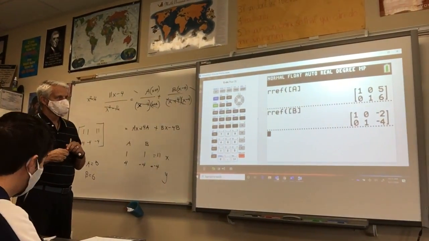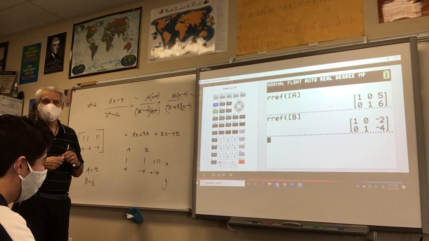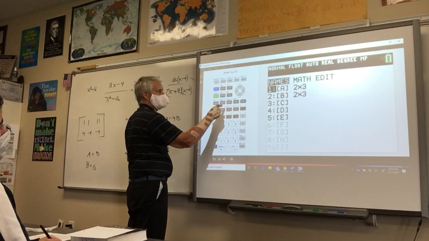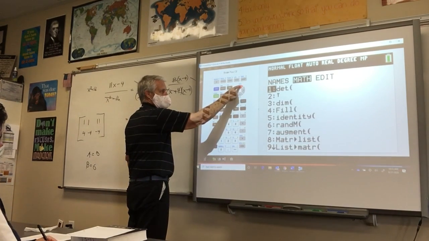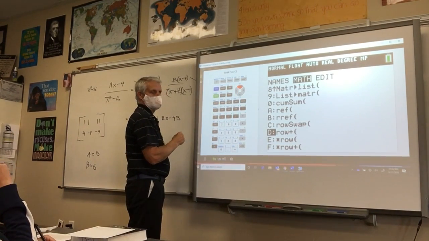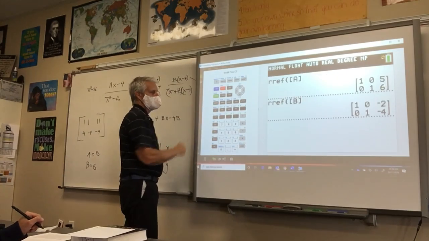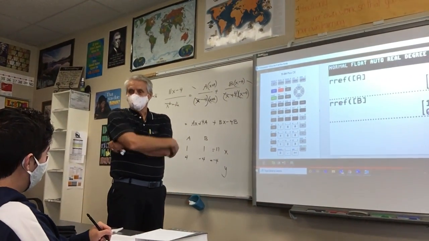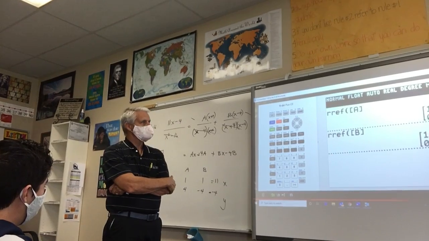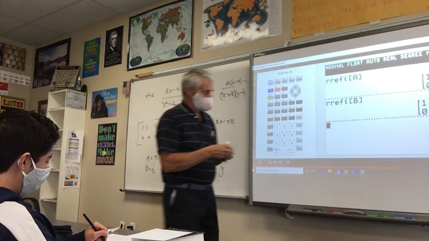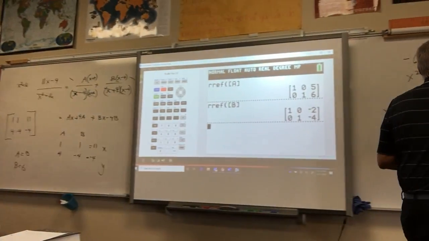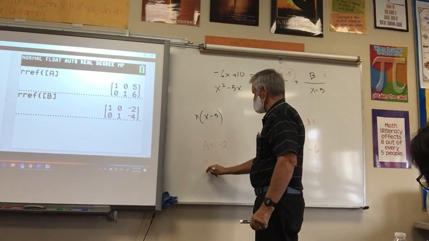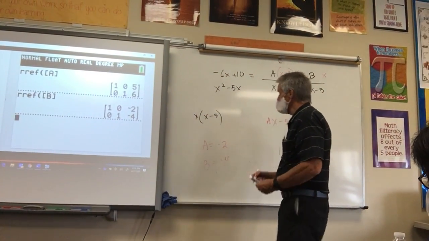How do you get the RREF again? Second matrix, math, and then scroll up. Okay? And it's been a while since you've done this, right? For most of you, 3 or 4 years. So we found out that a equals -2 and b equals -4.